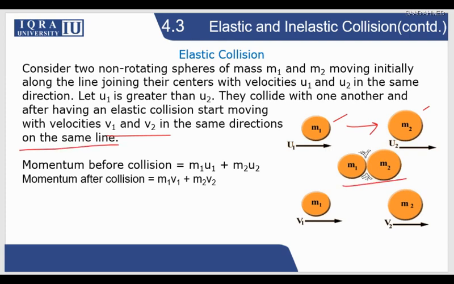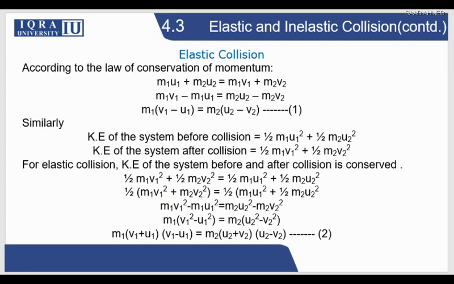They collide here, you can see, and then this was pushed back and they still move in the same direction. Momentum before collision is m1 u1 plus m2 u2, and momentum after collision is m1 v1 plus m2 v2. According to the law of conservation of momentum, both should be equal. So m1 (v1 minus u1) is equal to m2 (u2 minus v2).